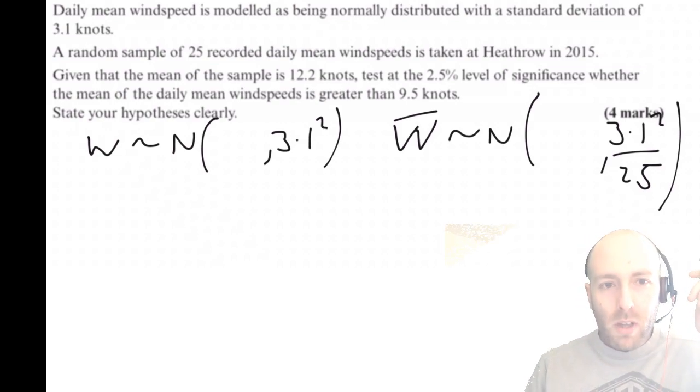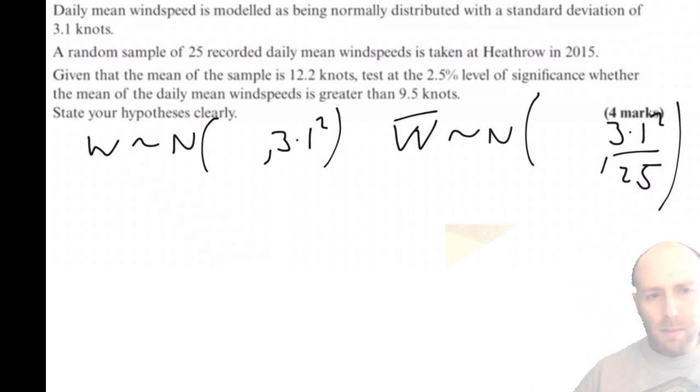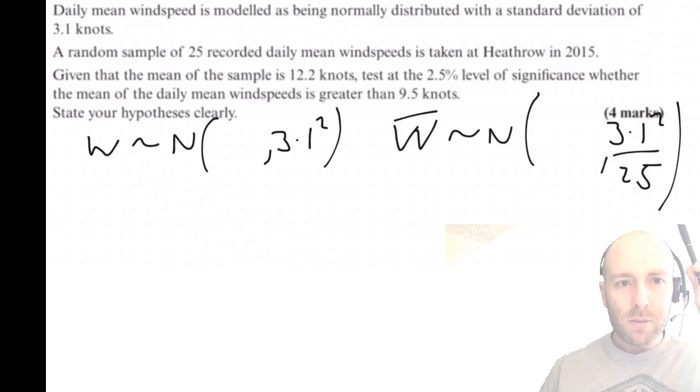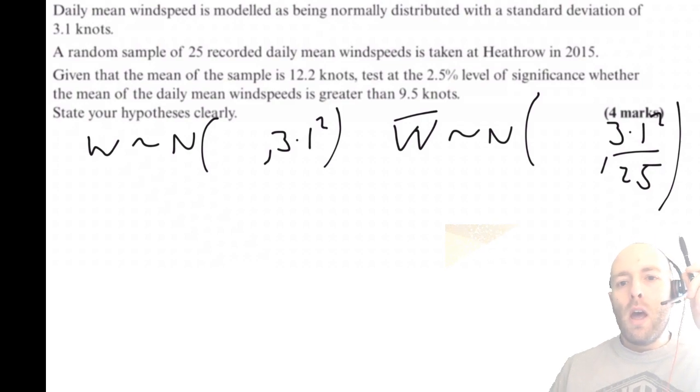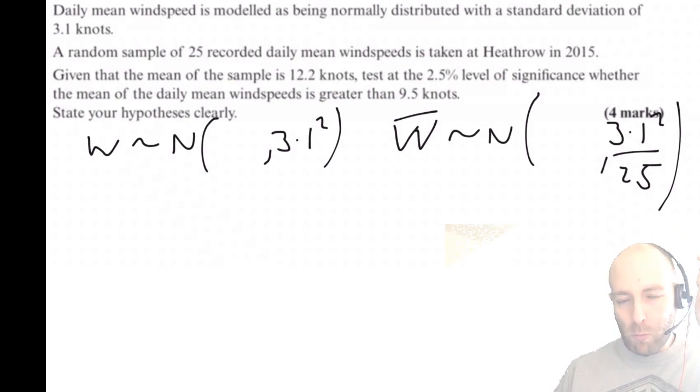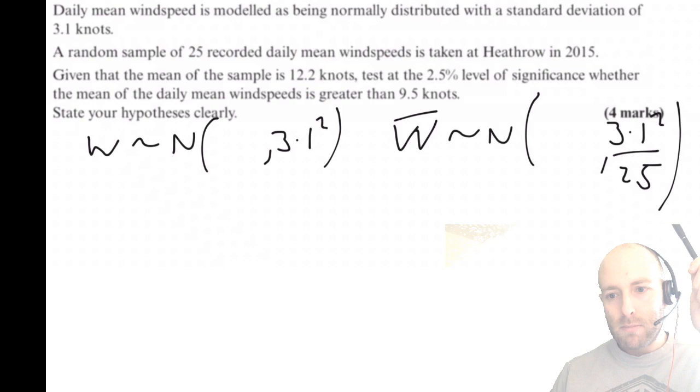So we'll write down what we've got. Wind speed W, normal distribution. 3.1 is our standard deviation. In our sample mean, we're going to have 3.1 and 25.